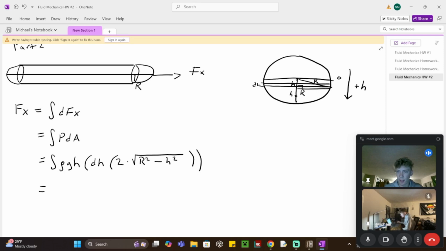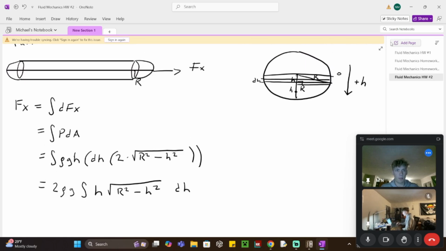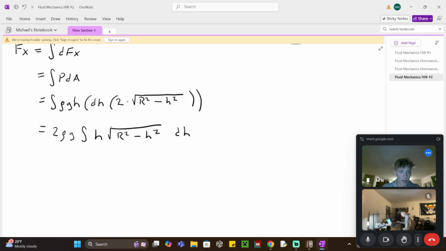So let's simplify this a little bit. We can take the 2 and the rho g out of the integral, and we have the integral of h times the square root of R squared minus h squared dh. And now we must set our limits of integration. We know we're going from 0 to big R because our capsule is half filled with water. So from 0 to big R.